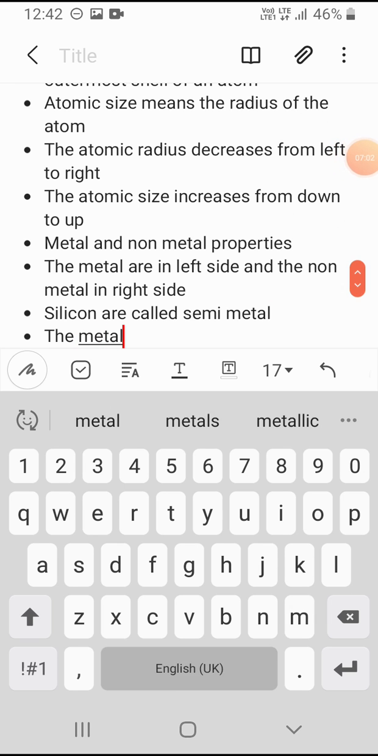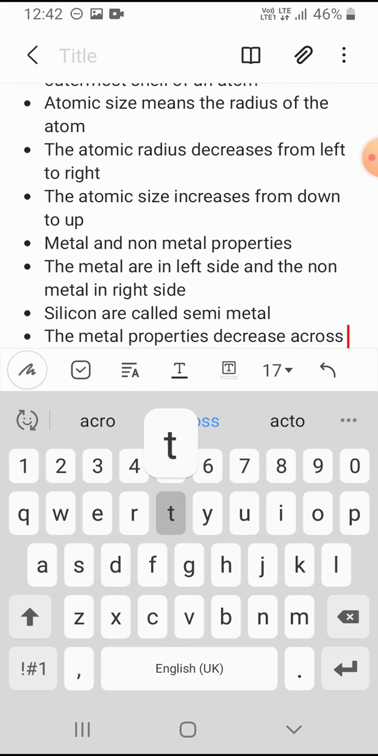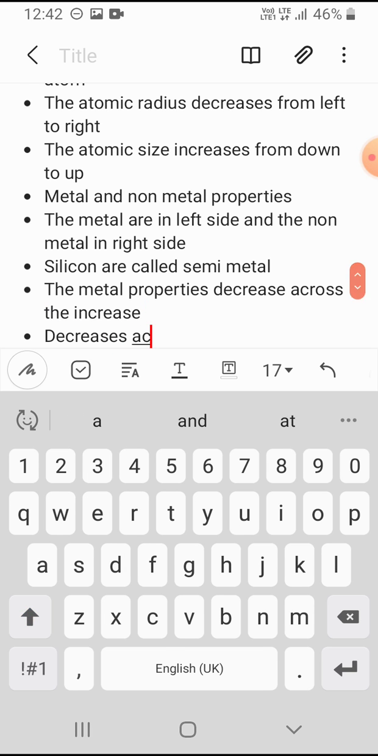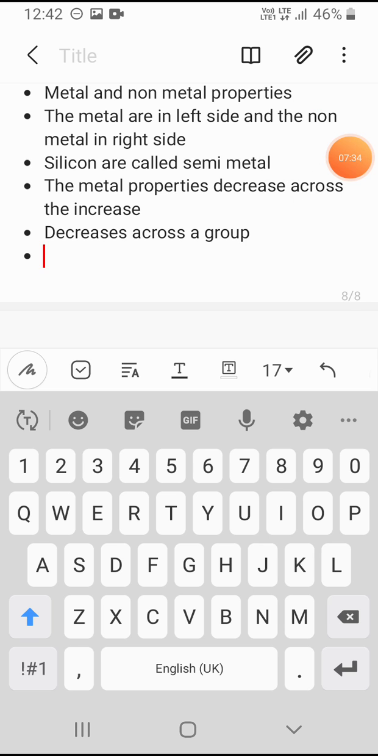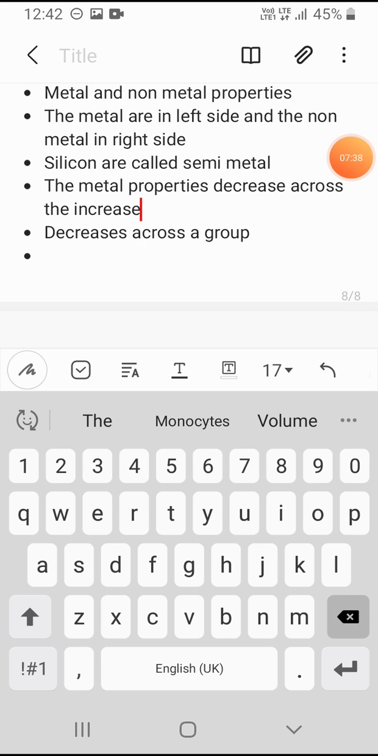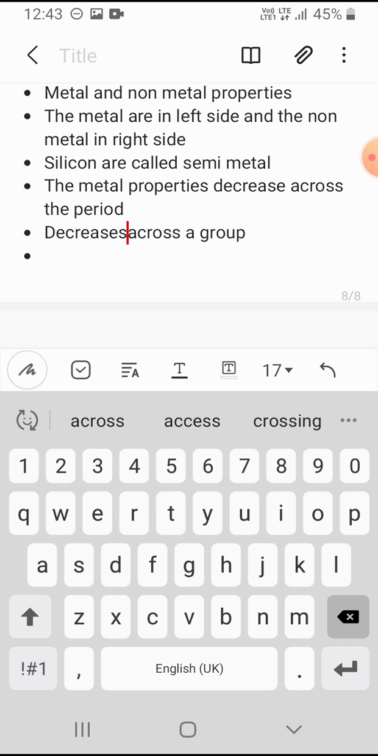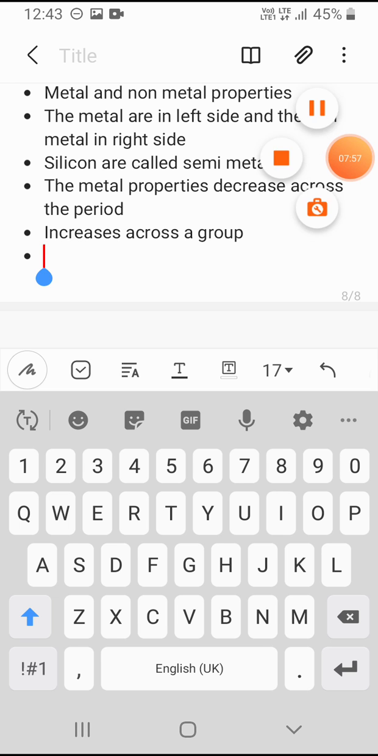The metal character decreases across the period and increases down a group. Metal properties decrease across the period, but here in the group it increases.